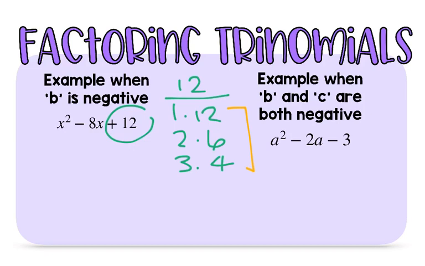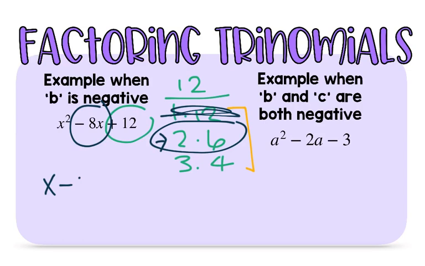Okay, so what combination would get me to negative 8? Well, let's see. 1 and 12, if you add those together, would be 13. But what if it was negative 1 and negative 12? Well, that would just give me negative 13, so that doesn't work. How about 2 and 6? Let's try the next one. Well, 2 plus 6 is positive 8, so that doesn't work. But what if they were both negative? How about negative 2 plus negative 6? Well, that would be negative 8, and that works. So let's write that out. x minus 2, x minus 6.